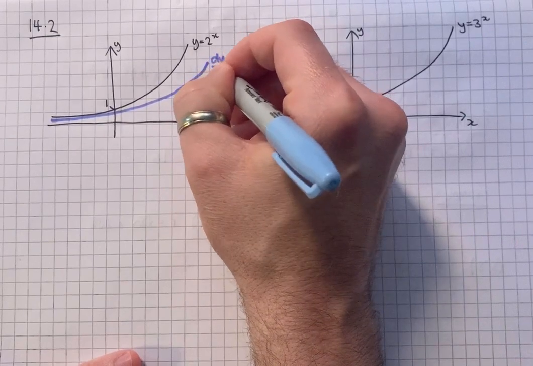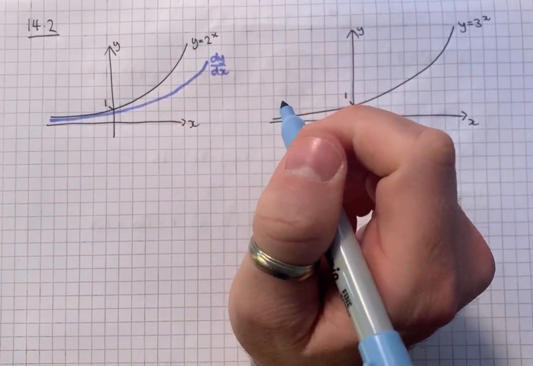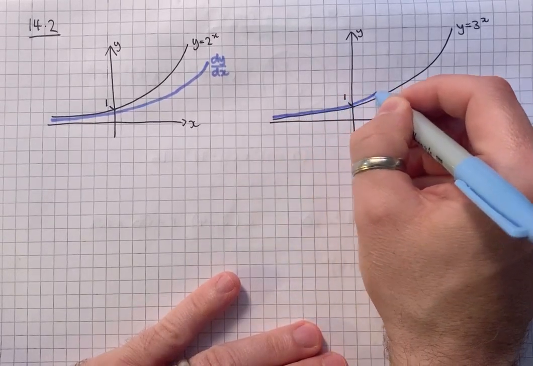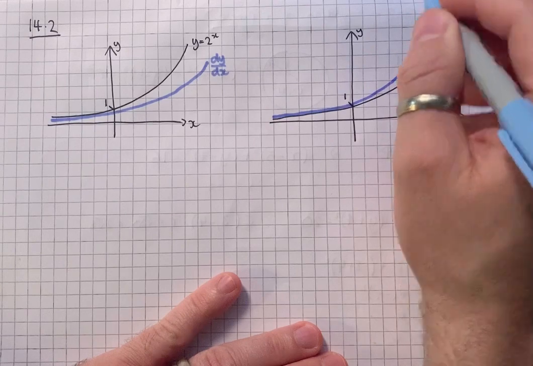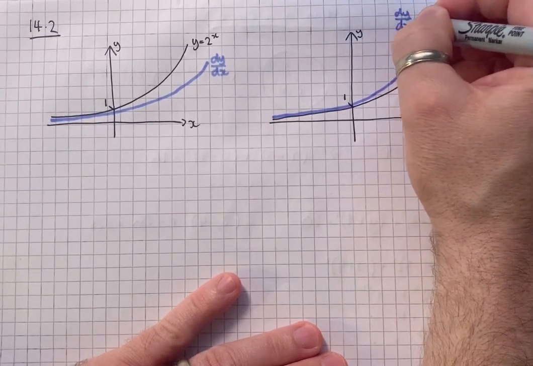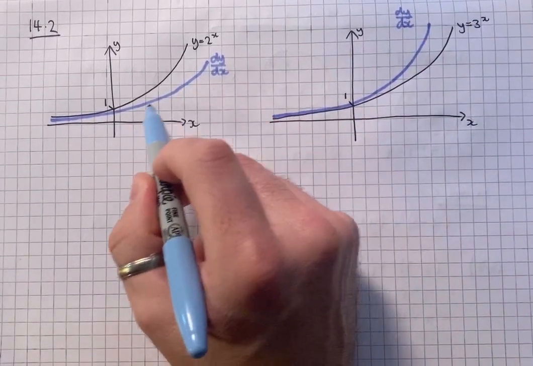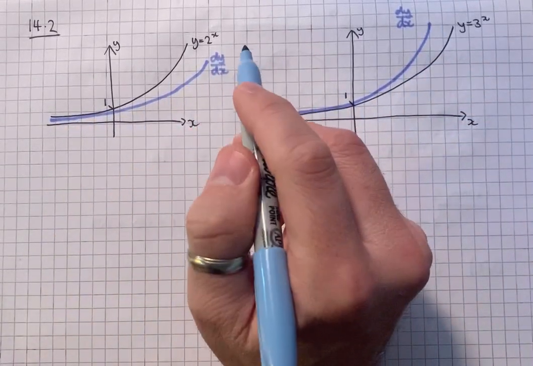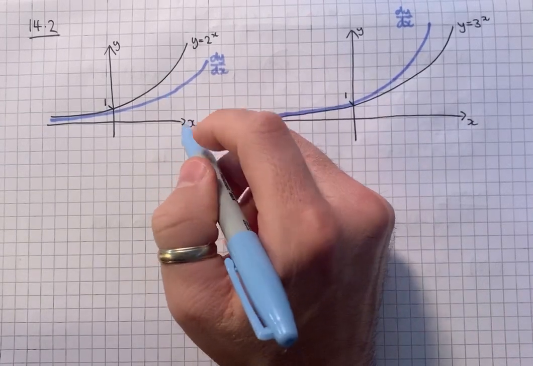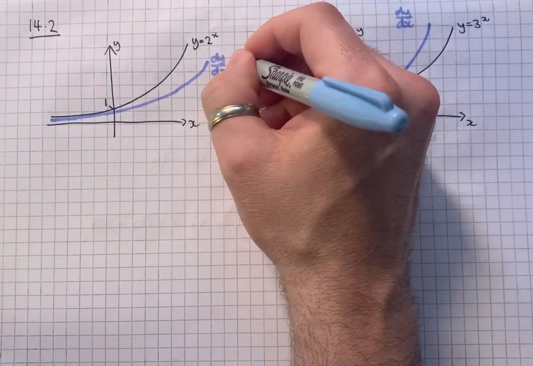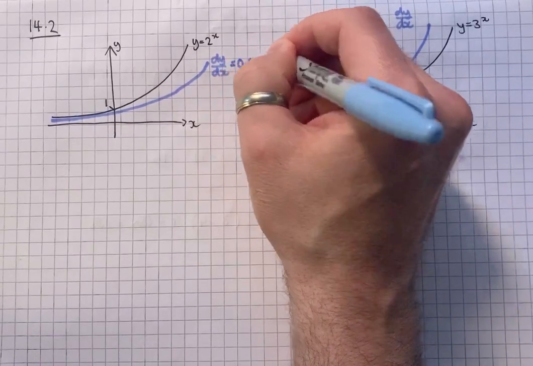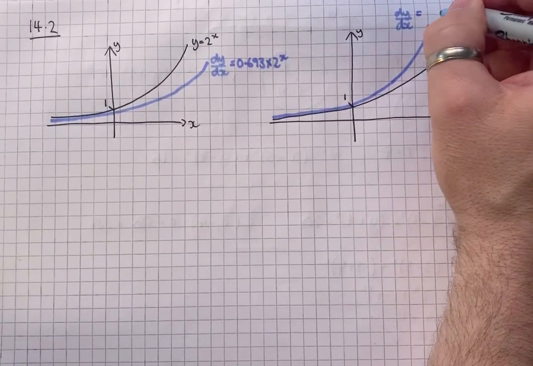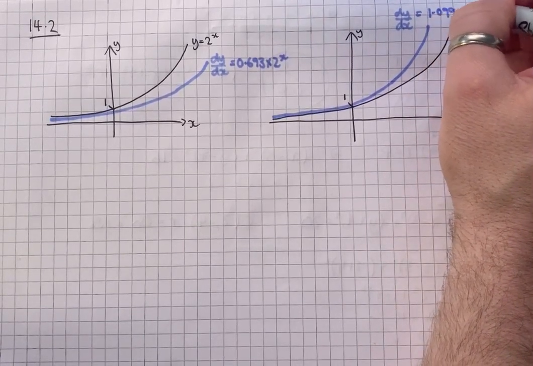So the gradient, remember, is changing y over changing x. And for 3 to the power of x, it would look something like this. So very close to each of the original graphs, following a very similar shape. In fact, both of them are a multiple of the original graph. This one is actually 0.693 times 2 to the x, and this one is 1.099 times 3 to the x.